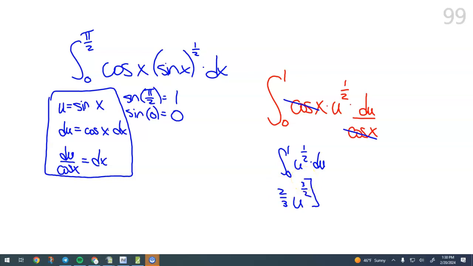So you could just do that if you want. I like the whole thing, but personal preference. Then I plug in the top minus plug in the bottom. So if I plug in the top, I get 2/3. I plug in the bottom, I get 0. So it's just 2/3. Question on that one? How many got to 2/3? Anything else I can help with?